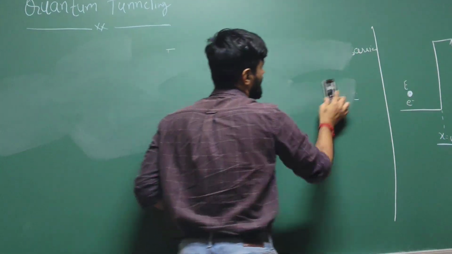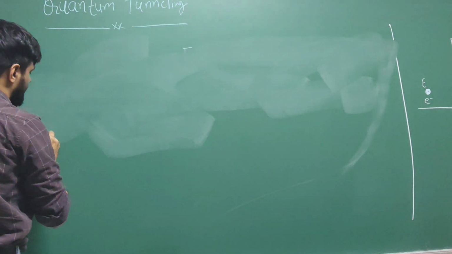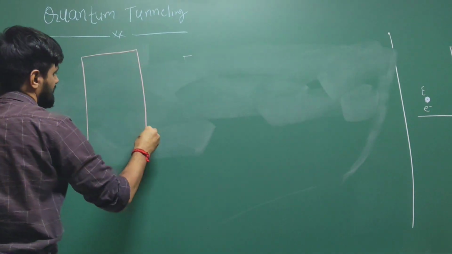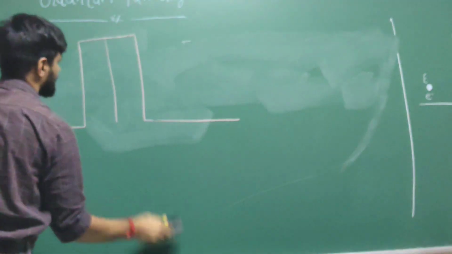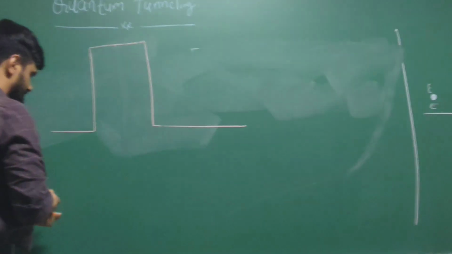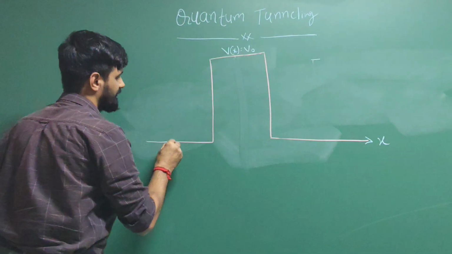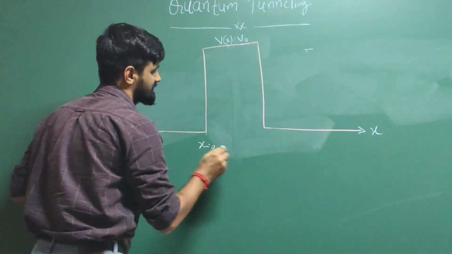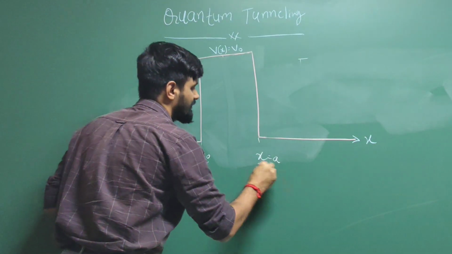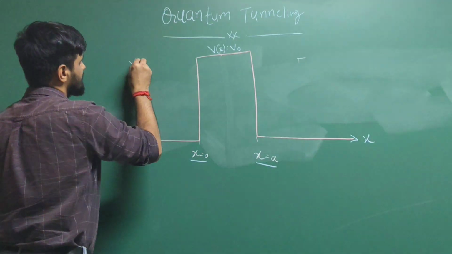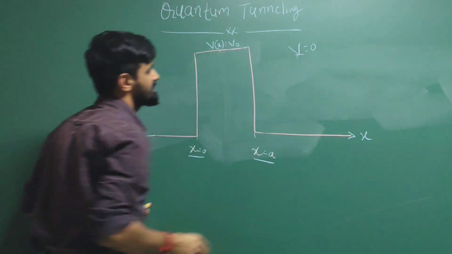As I have told you, this is a finite potential barrier, and the electron is approaching this barrier. Let me take x equals 0 and x equals a. So in this region the potential is 0, and in this region also the potential is 0.